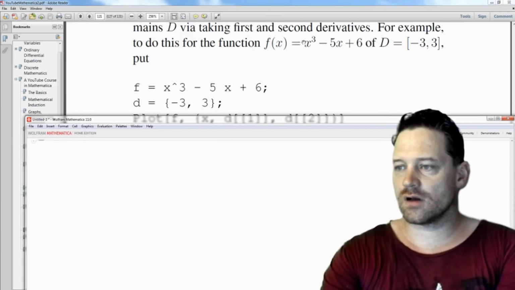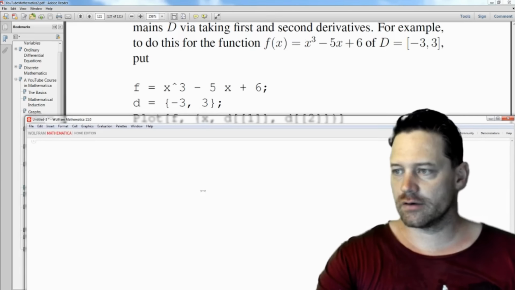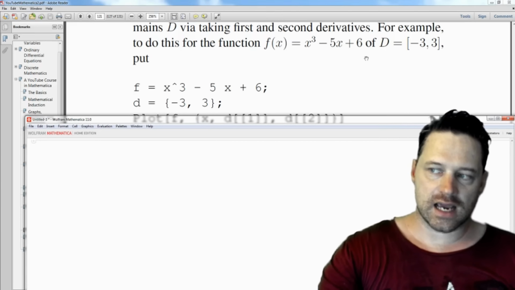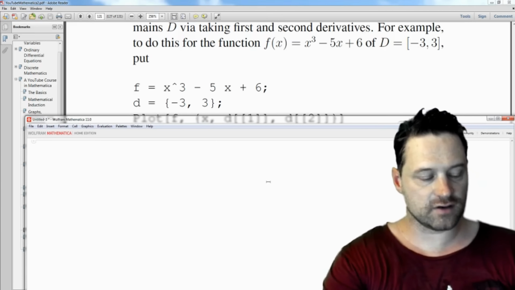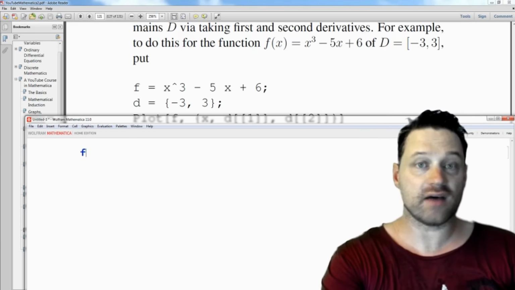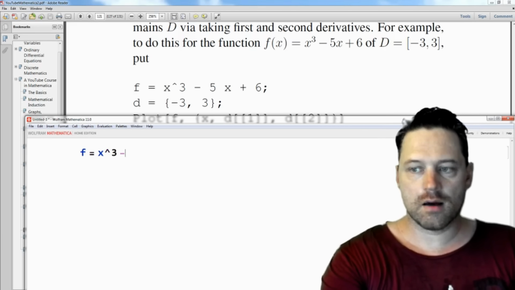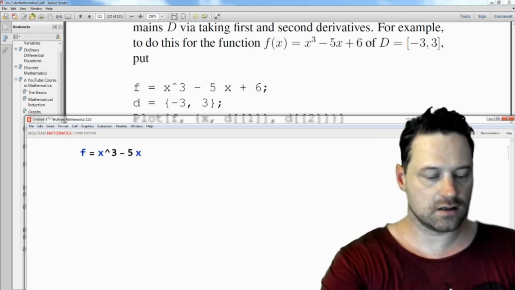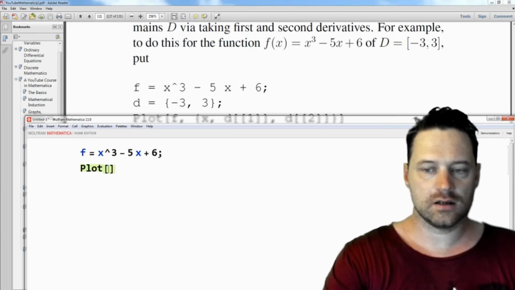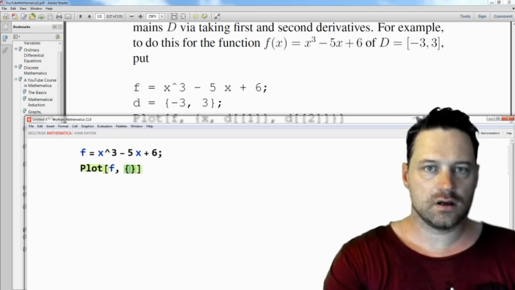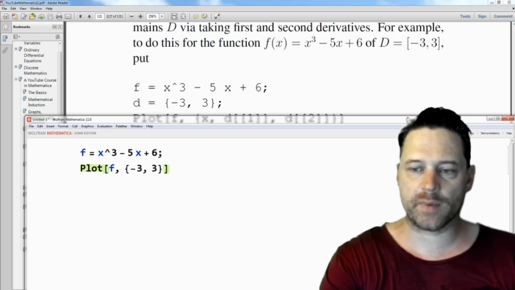Alright, so first of all, let's consider a simple polynomial f of x, x cubed minus 5x plus 6. And we have a domain from -3 to 3. Let's enter this and plot it so we can have a look at it. So f equals x cubed minus 5x plus 6, and I'll plot f from -3 to 3.